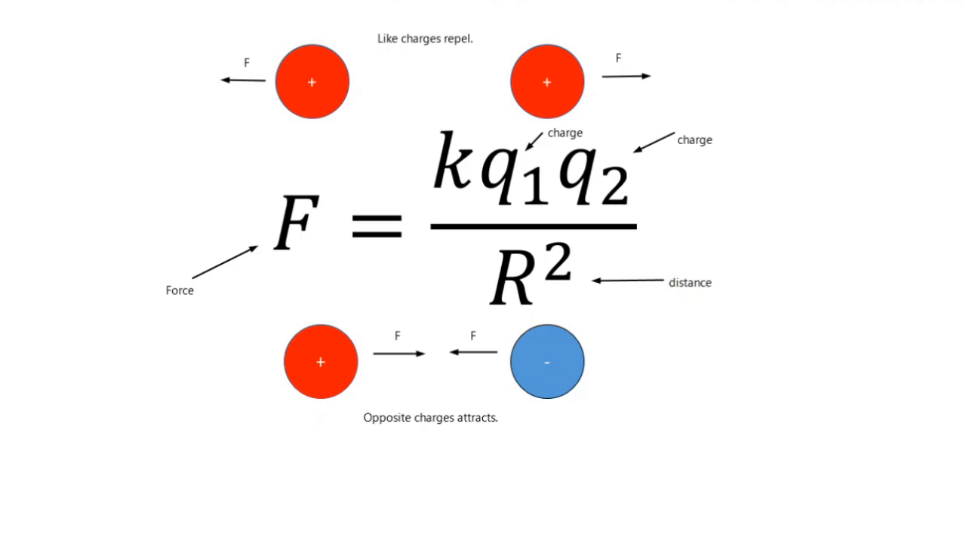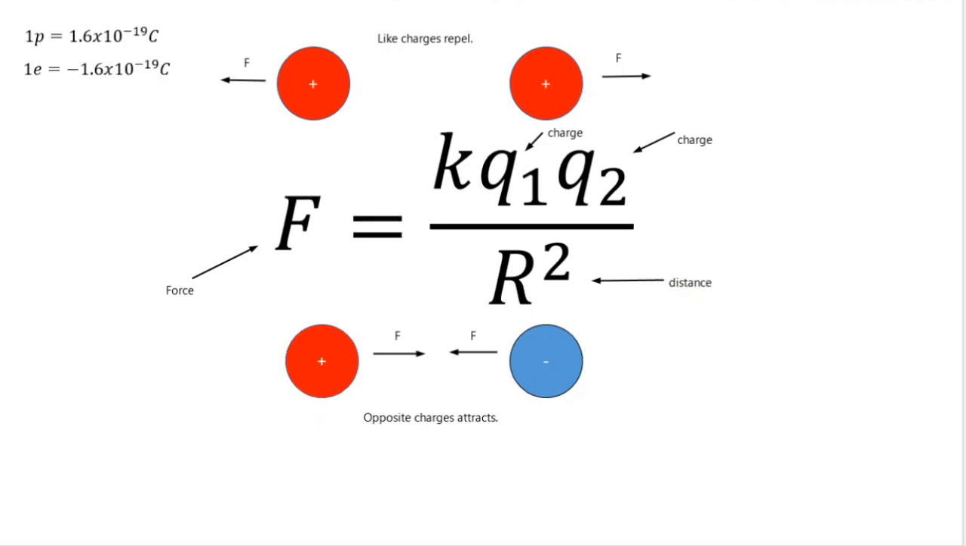So what does this K represent though? But before going to that, let's talk about charge even more. We already know that one proton is equal to 1.6 times 10 raised to the negative 19 coulombs of charge, and one electron is equal to negative 1.6 times 10 raised to the negative 19 coulombs of charge. So the coulomb is basically the unit of charge.